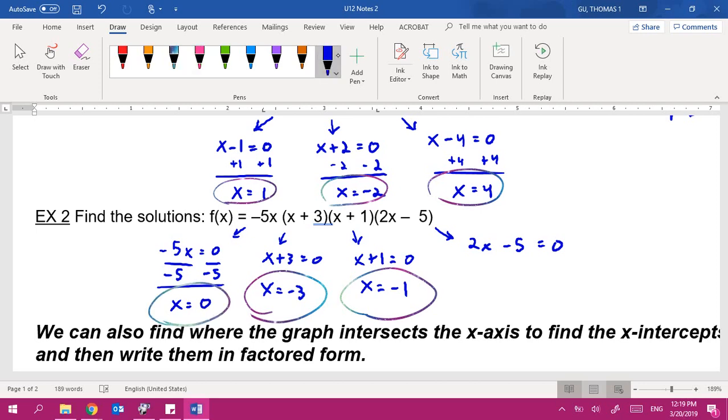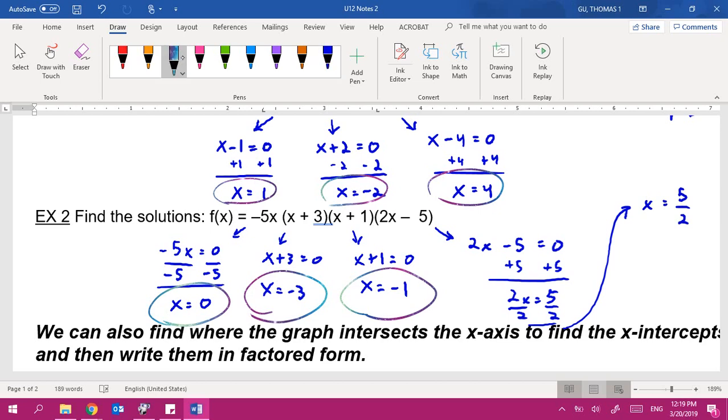And then over here we have 2x minus 5 equals 0. What would I do to find x here? Add 5. So I get 2x equals 5 and then? X equals 5 over 2. It's 5 divided by 2, remember? X equals 5 over 2. There you go. So that's finding your solutions when you're given a factored polynomial.